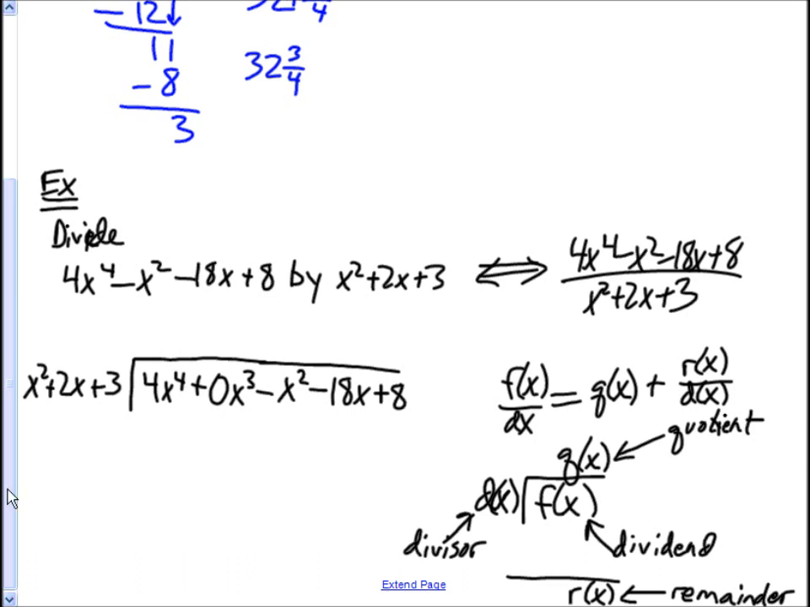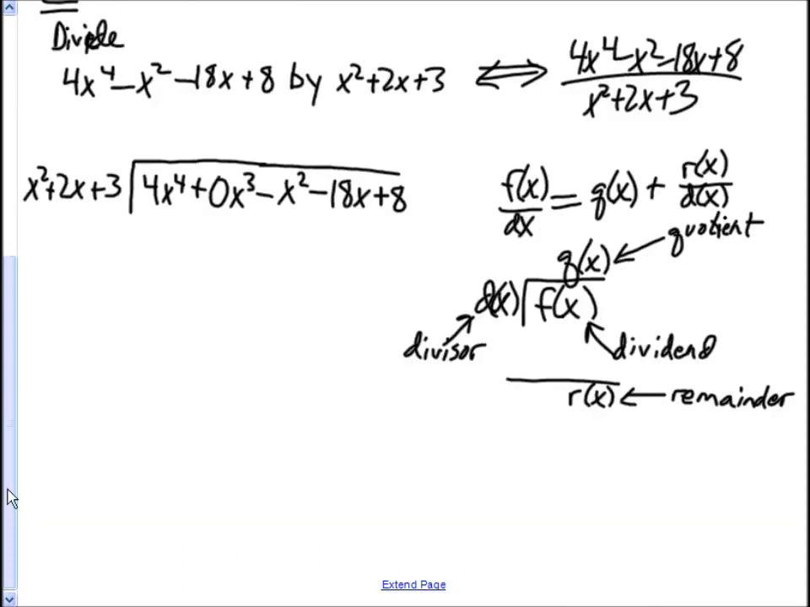Sometimes you'll see people write that same thing as, let me extend this a little bit, f of x over d of x equals q of x plus r of x over d of x. We're going to talk about this a little more later. But sometimes you'll see people write it this way.